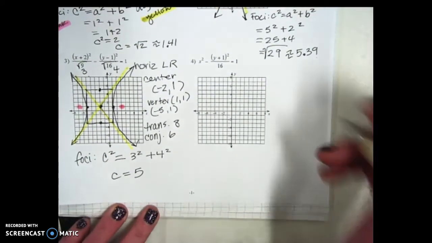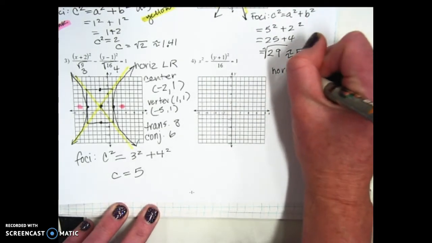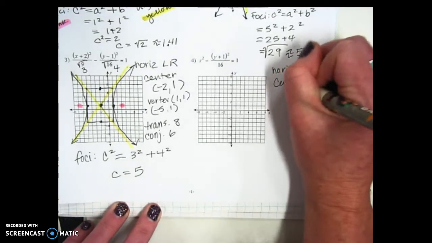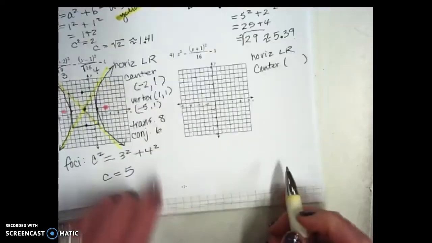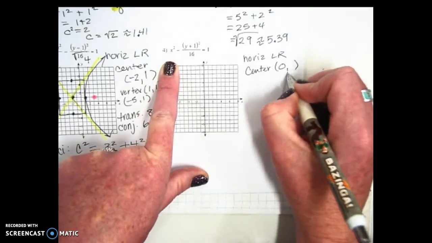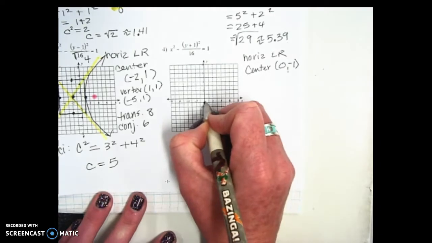All right, number 4, this one's horizontal as well. So it's going to open left and right. The center is going to be where? Nothing's happening here, right? So that's 0. 0, 1. And then the opposite, so -1. So 0, -1 is right here.